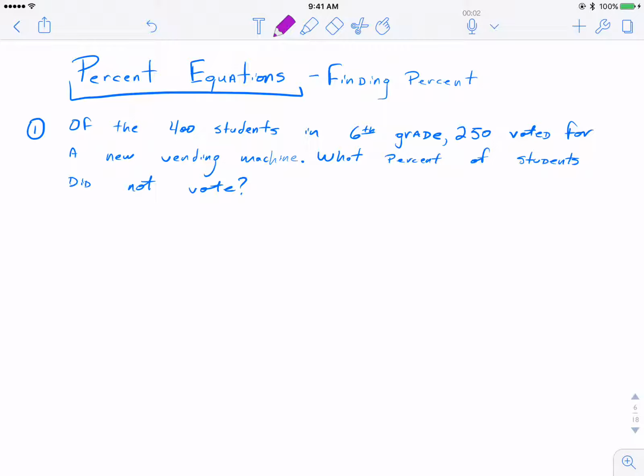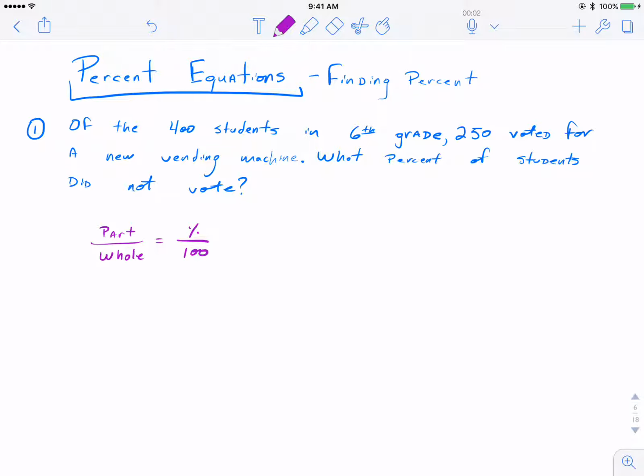So we're going to look at more of a word problem approach here. It says, of the 400 students in 6th grade, 250 of them voted for a new vending machine. What percent of students did not vote, let's assume, for that vending machine? So there's a few things at play here. First of all, we're noticing that the 400 here is going to represent our whole. So just a little reminder here, we have quote-unquote part over whole equals percent over 100.